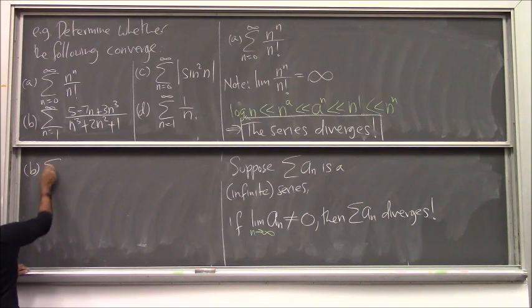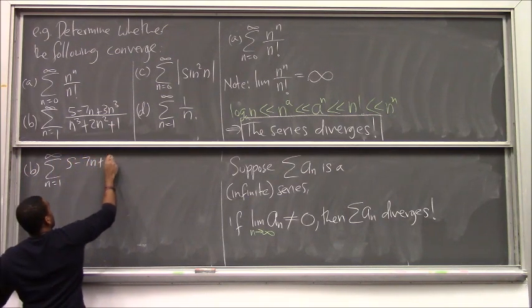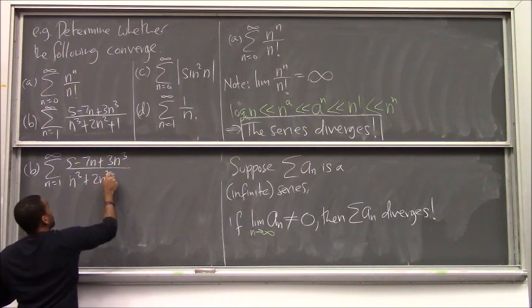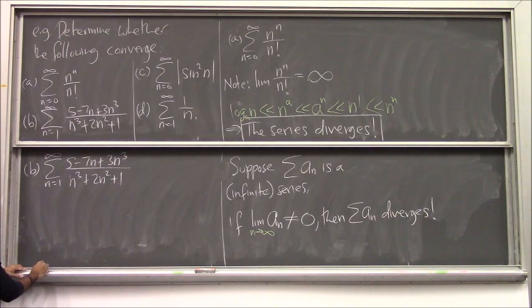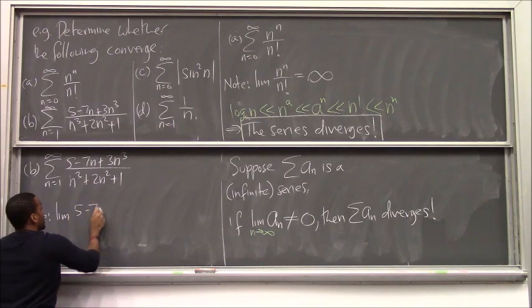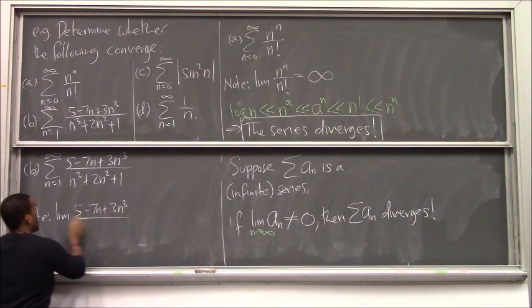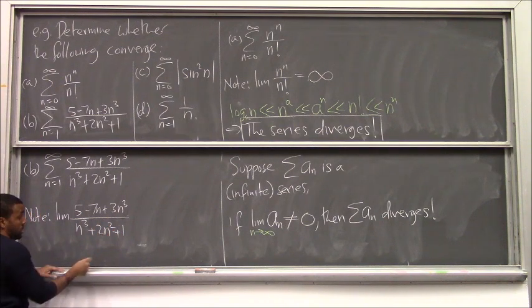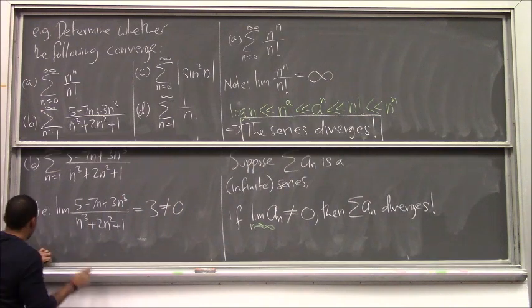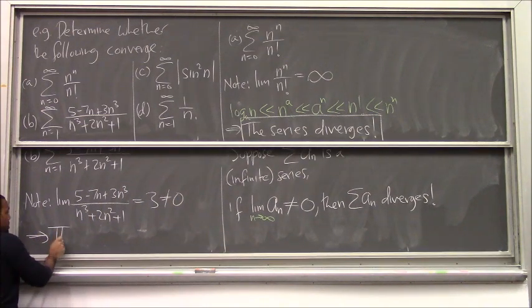For B, look at this series, from n equals 1 to infinity of 5 minus 7n plus 3n cubed over n cubed plus 2n squared plus 1. Note, what is this limit? It's 3, in particular not 0. This means the series diverges.